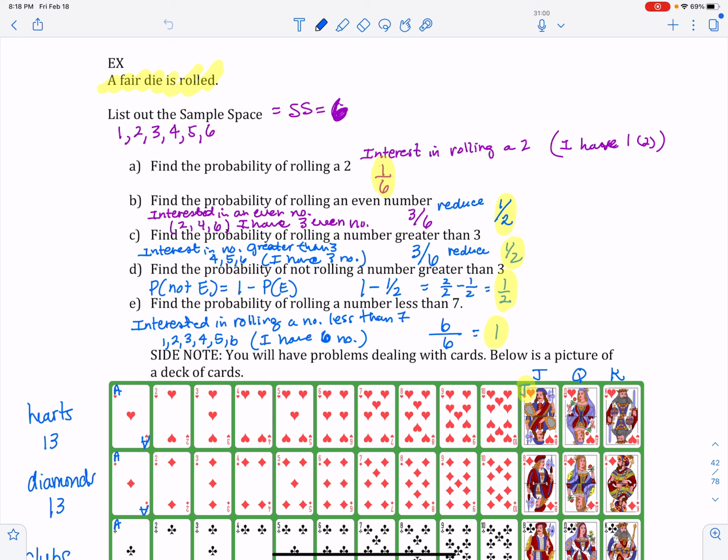For part D, it says find the probability of not rolling a number greater than 3. This is an example of the event not occurring. So the probability of the event not occurring is 1 minus the probability of the event occurring. Remember that the probability of rolling a number greater than 3 was 1/2. So I'm going to take 1 minus 1/2 and find a common denominator. So 1 becomes 2 over 2, minus 1/2, which equals 1/2.